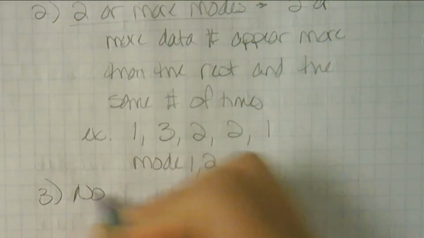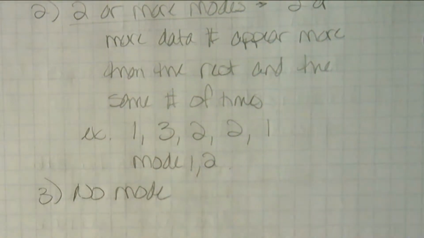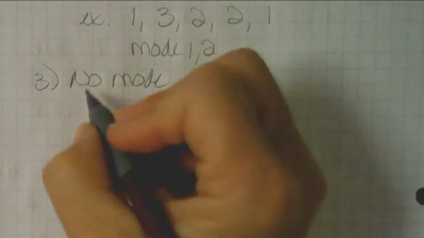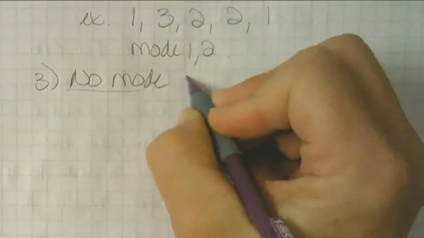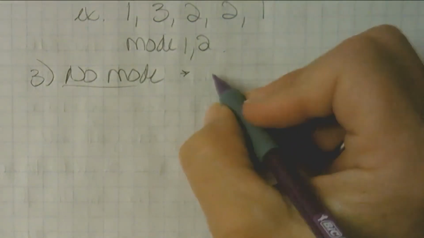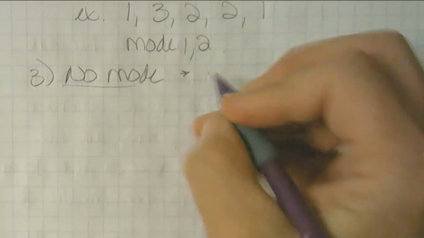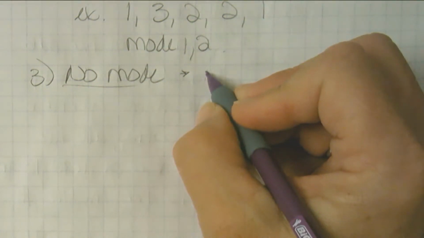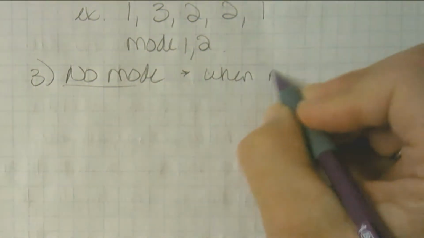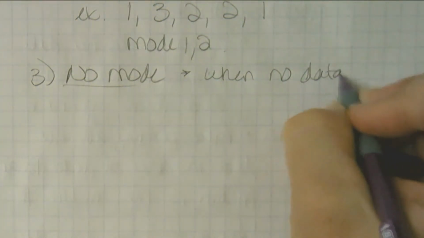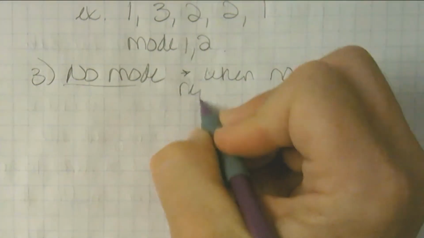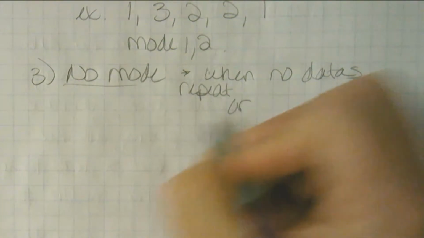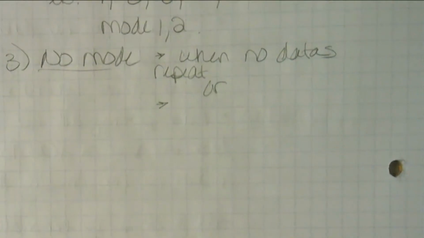All right. The last option is no mode. As I explained to you guys, no mode is when there are 2 options for this. This is when no data items repeat, or when they all repeat the same amount of times.